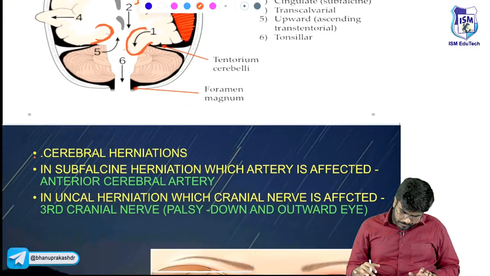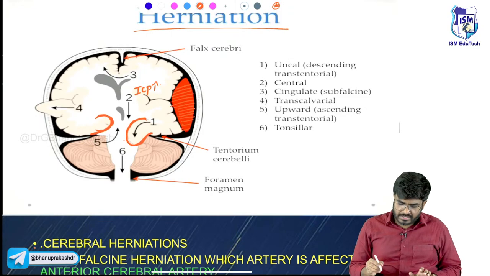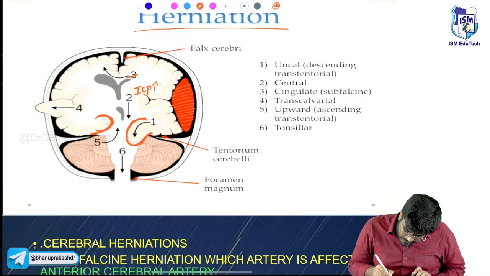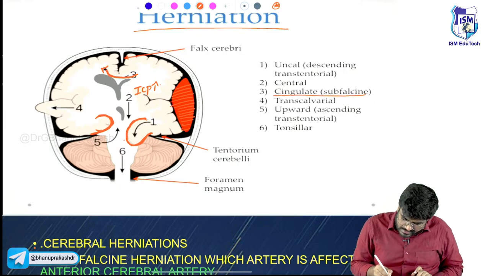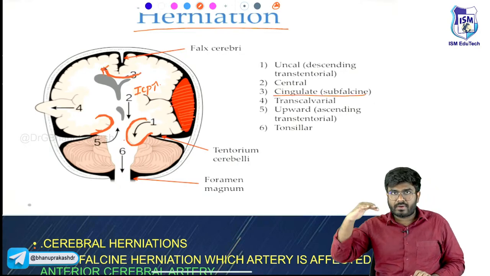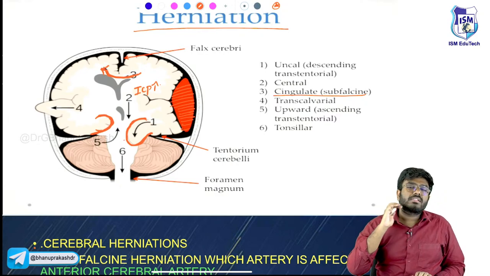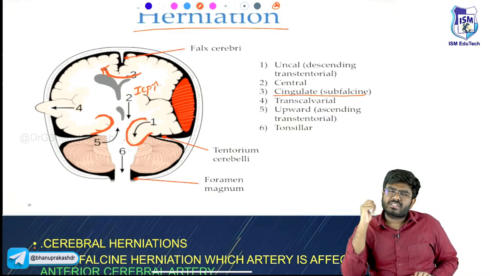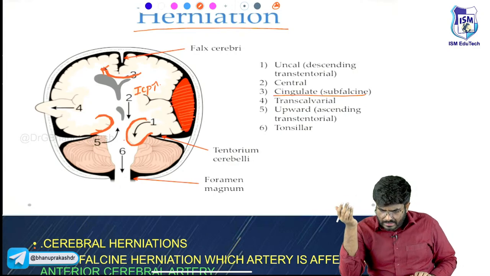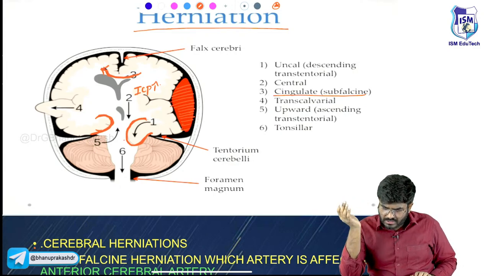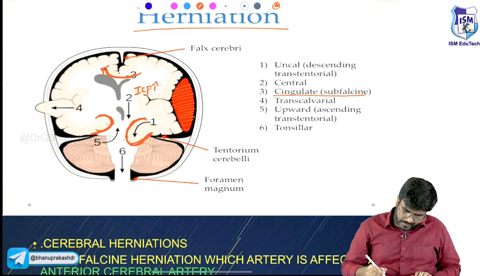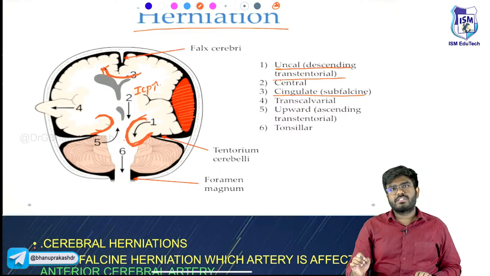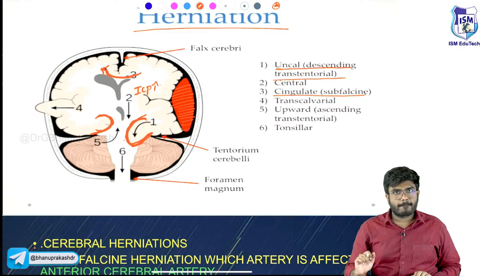There are different types of herniation. See the third one. If one lobe is protruding into the other side, then it is called a subfalcine herniation. There can be subfalcine herniation, uncal herniation, transtentorial herniation, different types are there. But the important one which I want you to know is this one. This is called uncal herniation, or transtentorial herniation.